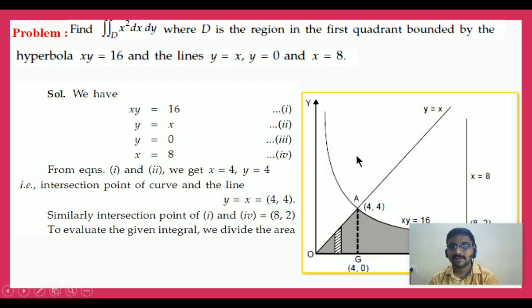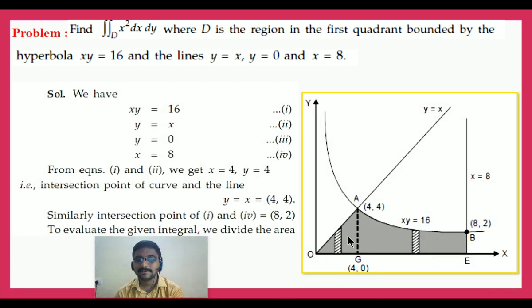This is the rough sketch of the region. Xy equal to 16 is the hyperbola. Y equal to x is a line passing through the origin. Y equal to 0 is the x-axis. X equal to 8 is an ordinate line, parallel to the y-axis. These are the curves, and this is the rough sketch of the given region.